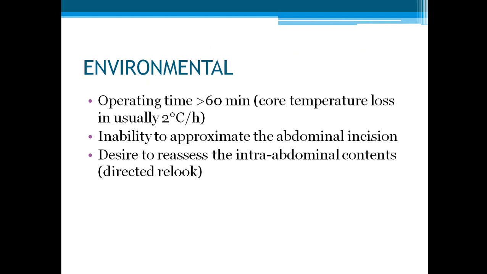Environmental problems like the operating room temperature: there is a temperature loss of 2 degrees centigrade per hour if the operating time is more than 1 hour. Inability to approximate the abdominal incision, because if you close the abdomen too tight, that will lead to what is called abdominal compartment syndrome, which in turn will lead to decreased venous return, decreased preload, bowel ischemia, and all such complications when the patient is going into acidosis. And if you have a desire to reassess the intra-abdominal contents for a second look, then that is also the arena of damage control operation.